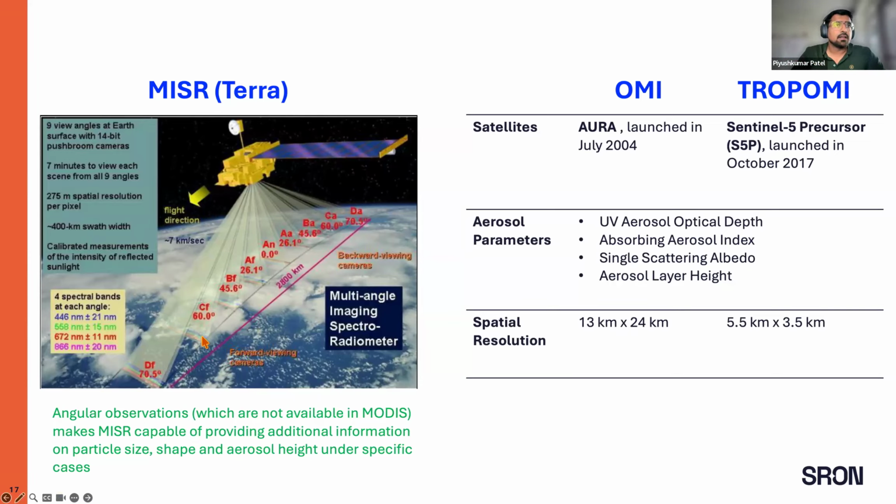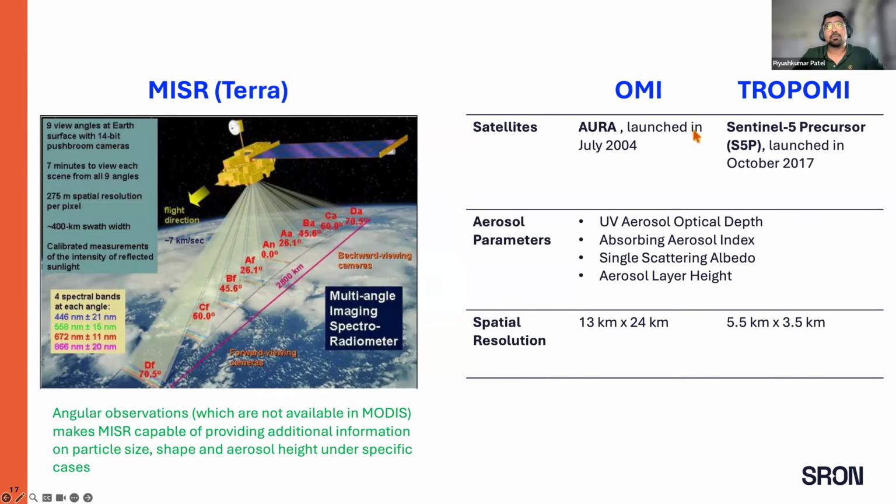Because of the additional feature of multi-angle observations, you will have information on particle size and shape, which is not available from MODIS. MODIS will only provide the aerosol optical depth. There is an Angstrom exponent, which you can use as a proxy for size, but it is not exactly the size. But in MISR, you will have particle size and shape information along with aerosol height information, which is very much required when you calculate the radiative forcing, in specific cases.